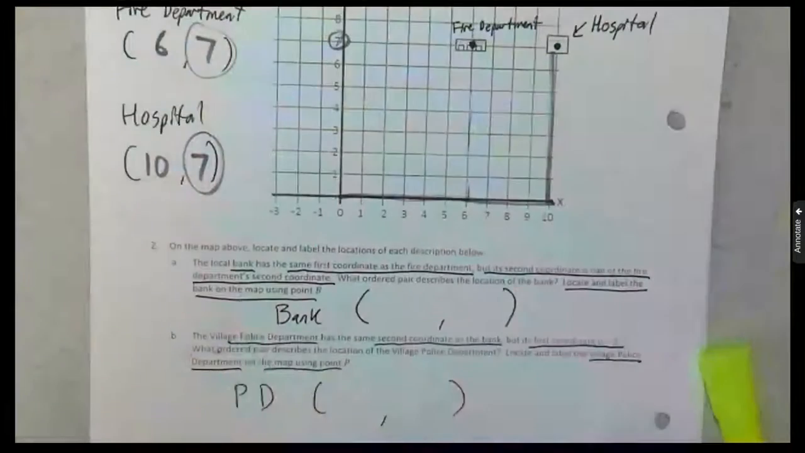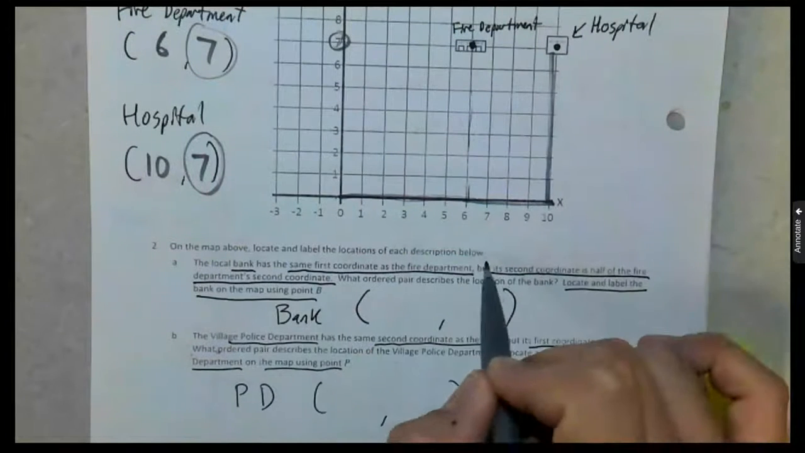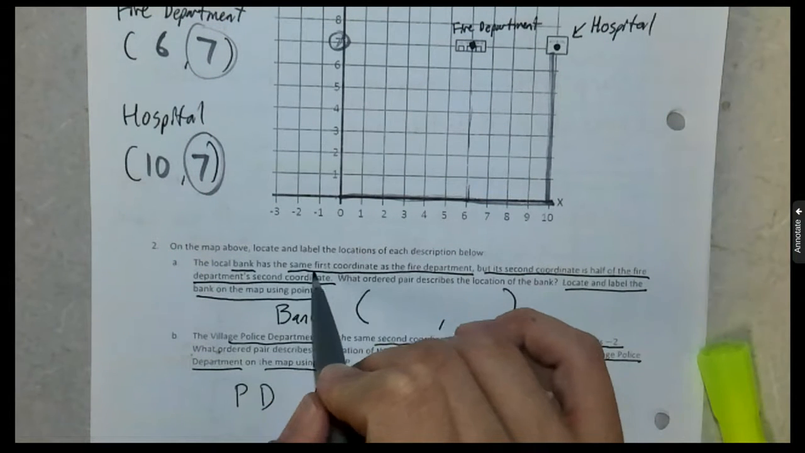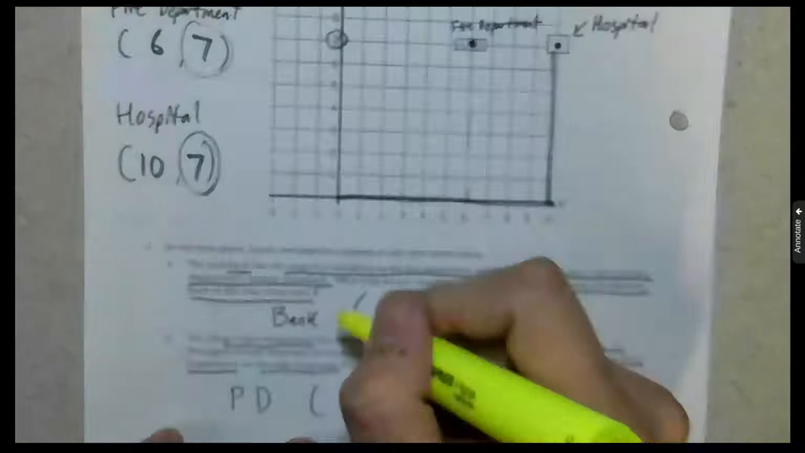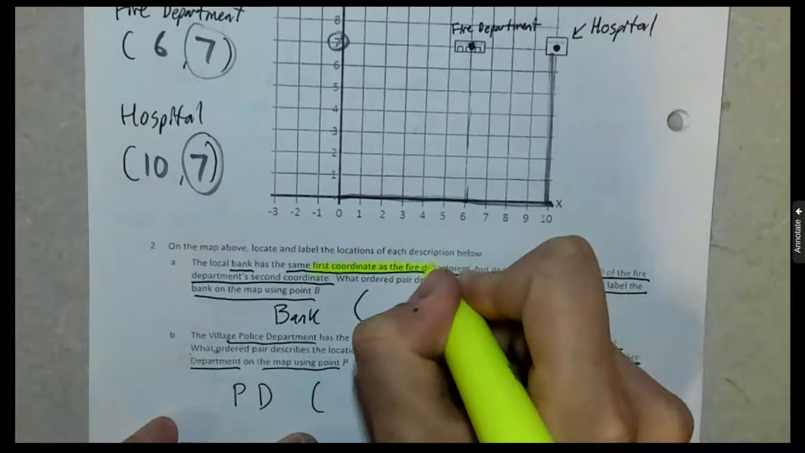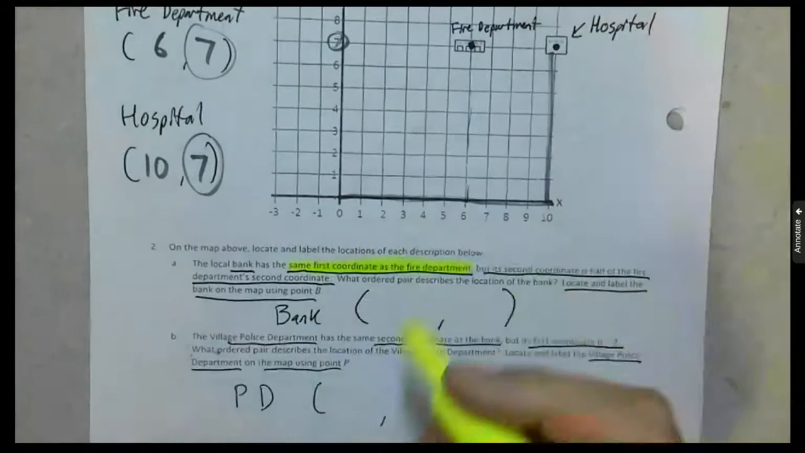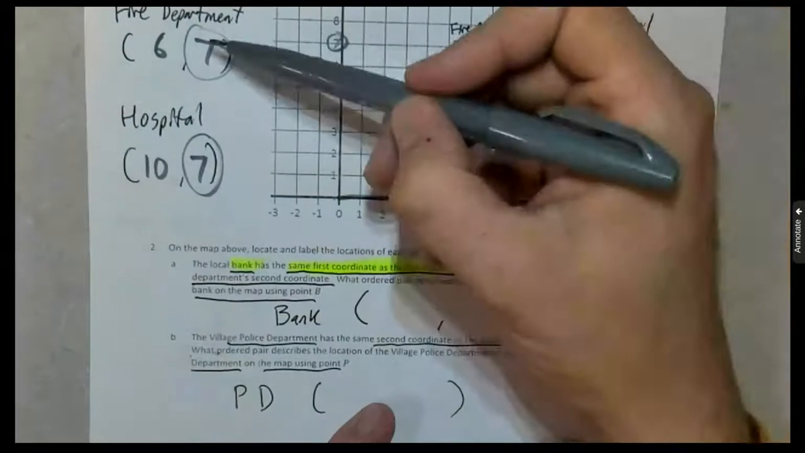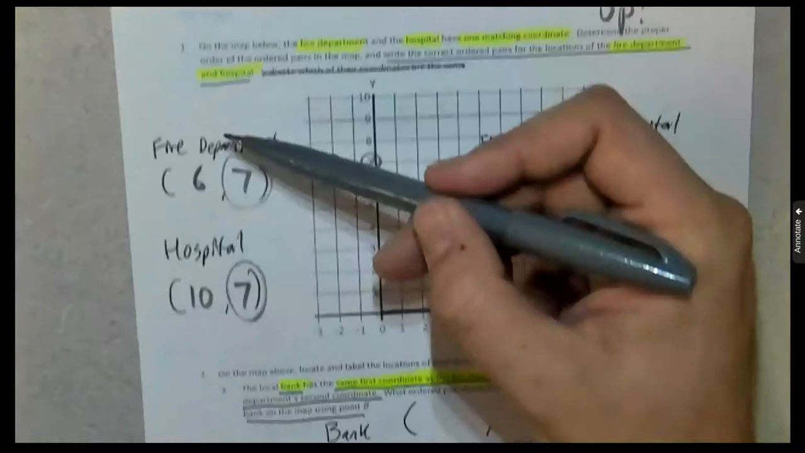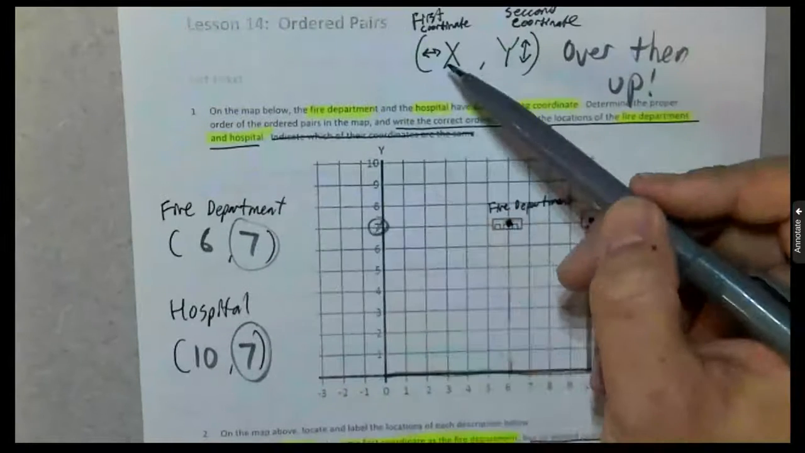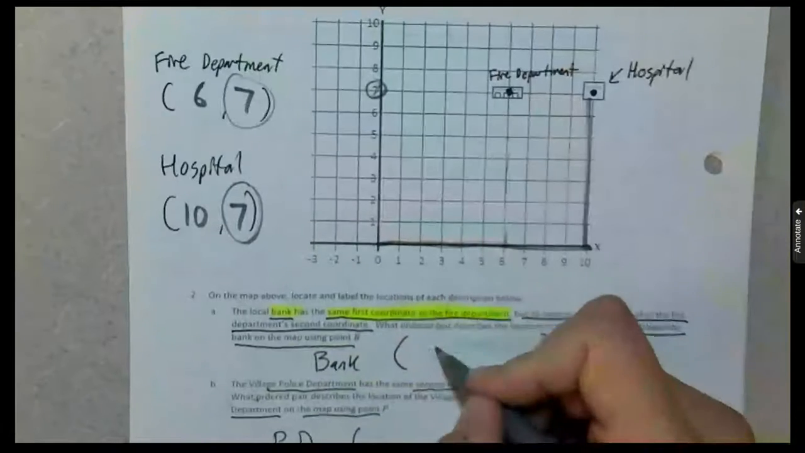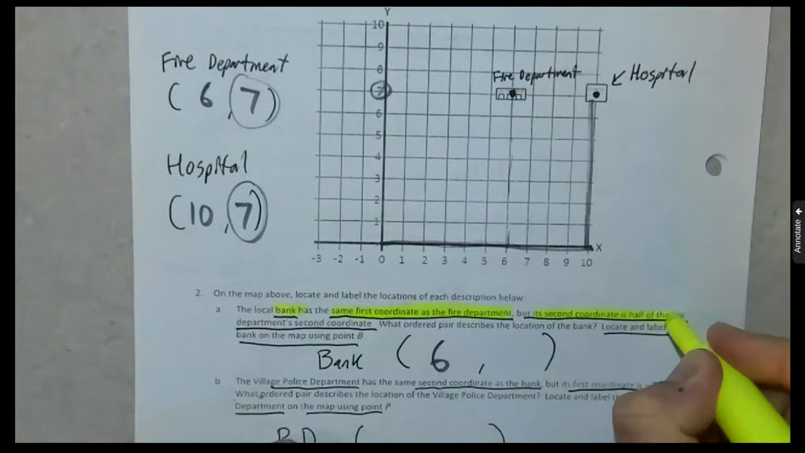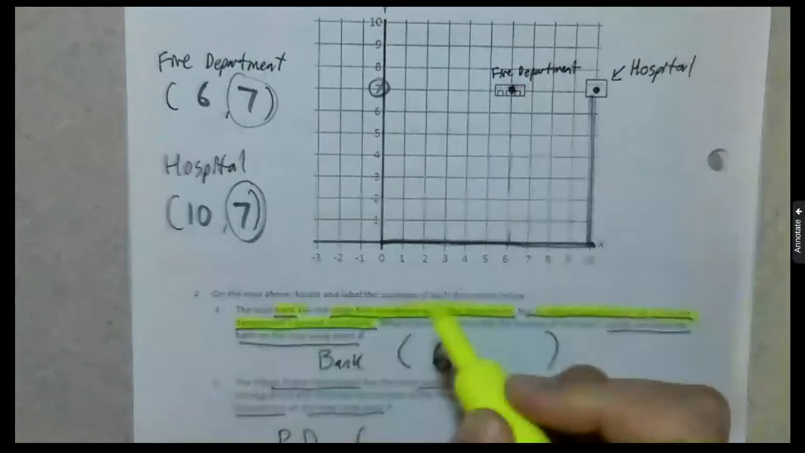All right. So on the map above, locate and label locations based on the descriptions below. The local bank has the same first coordinate as the fire department. So if you look at the fire department, the first coordinate, right, the first coordinate is X. So the bank is at 6, but its second coordinate is half of the fire department's second coordinate.